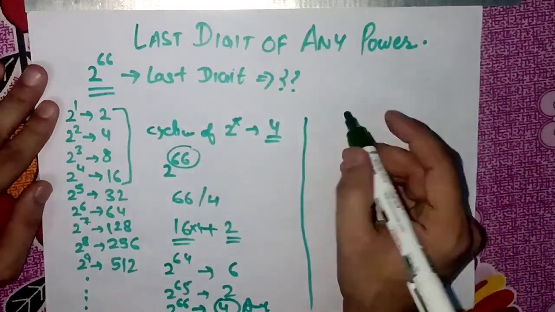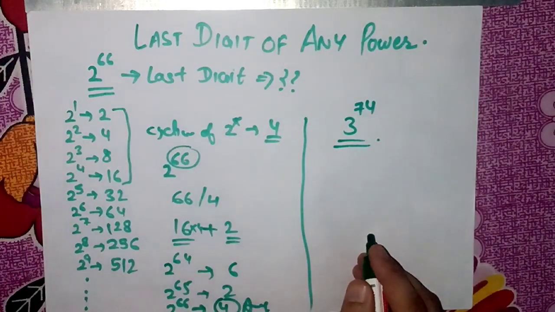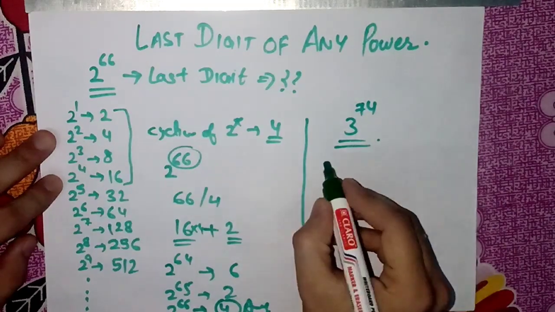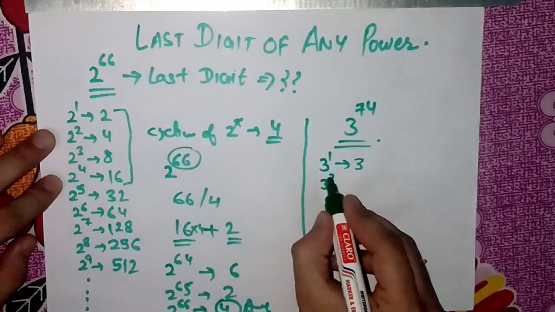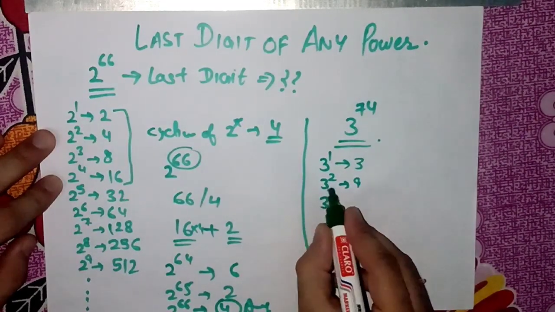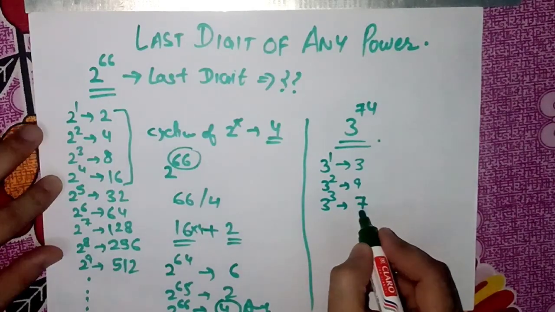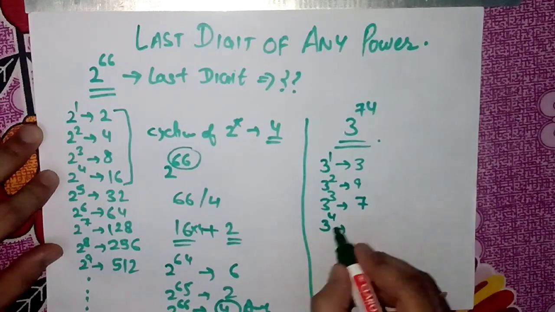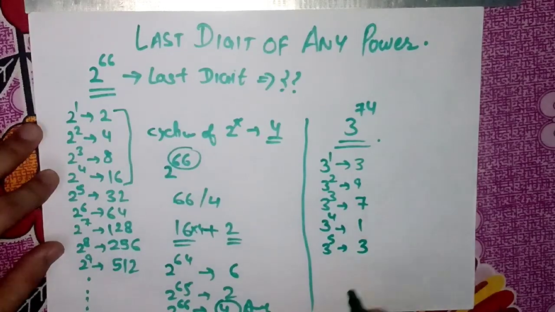Here you are given 3 to the power 74. Find out the last digit. So you need to find the cyclicity of this number. 3 to the power 1 gives 3, 3 square is 9, 3 to the power 3 will give 9 threes are 27, you can write in the shortest form, the last digit will be 7. 3 to the power 4 will give 1. 3 to the power 5, again 3 ones are 3. In the same way, the cyclicity of 3 is 4.